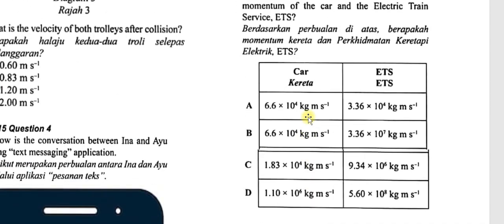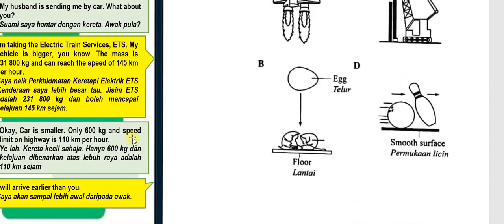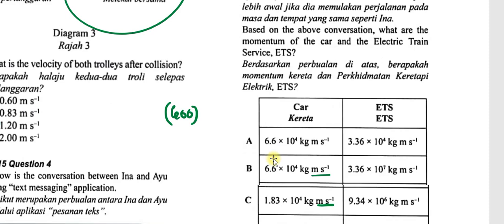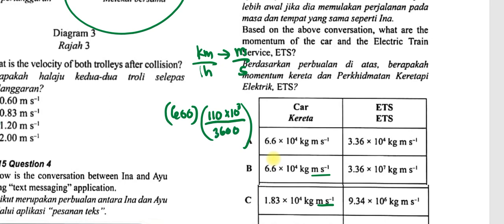Okay, so simple. But you must give it in m s^-1, that is the trick. Okay, the car is 600 kg. But what did she say? 100 km per hour? No, 110. So 110 km per hour, we have to convert. It is in kilometres per hour, so we have to convert to metres per second. So 110 km, kilometre means times 10 to the power of 3, over 1 hour, which means 3,600 seconds. Okay, do this for the car.